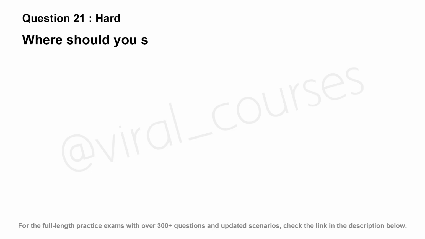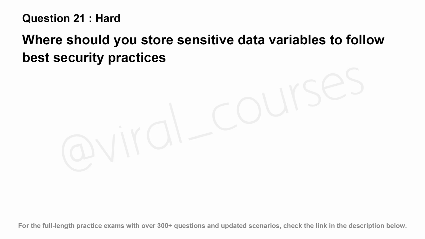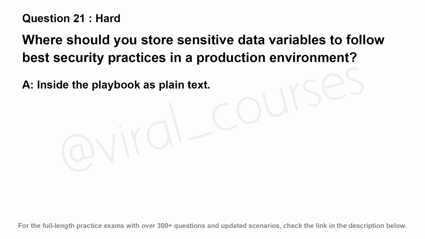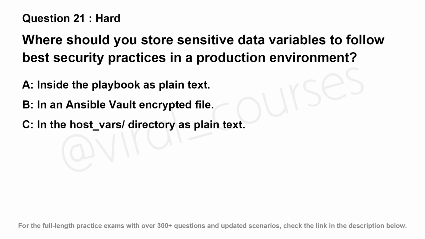Where should you store sensitive data variables to follow best security practices in a production environment? Option A. Inside the playbook as plain text. Option B. In an Ansible Vault encrypted file. Option C. In the host_vars directory as plain text. Option D. In a separate public GitHub repository.